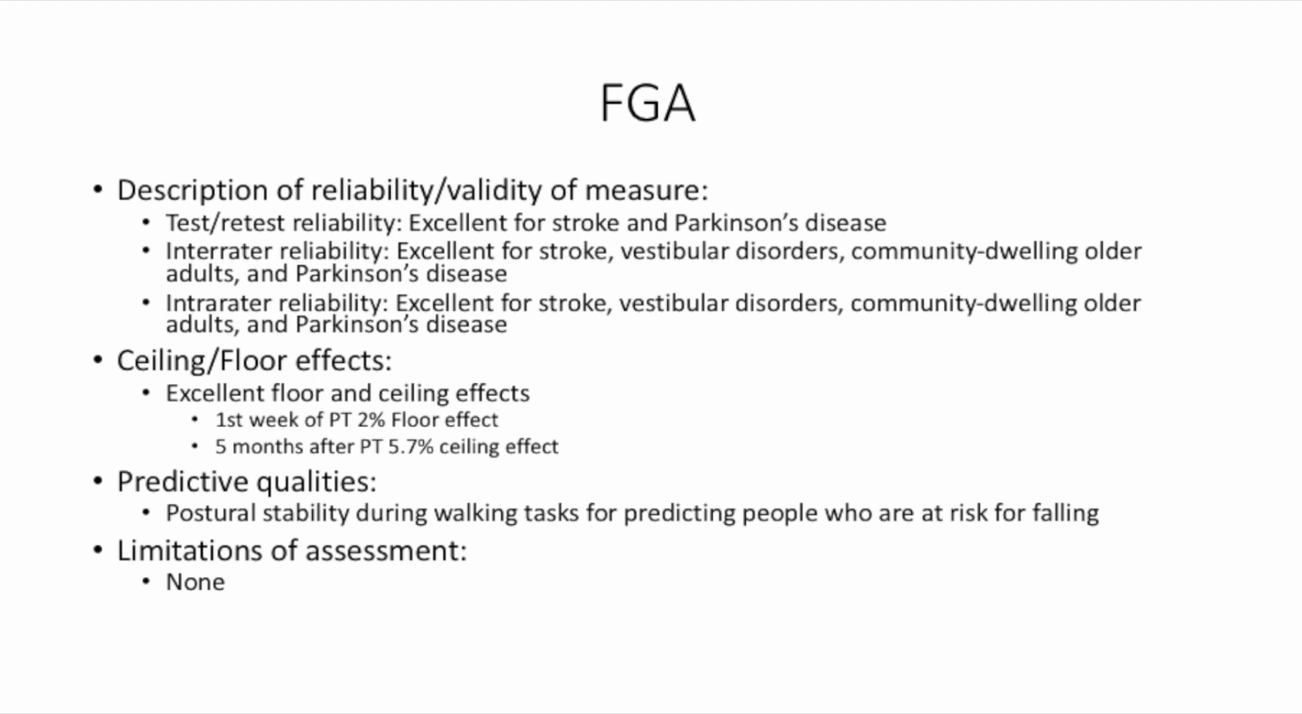The retest reliability is excellent for stroke and Parkinson's disease populations. Inter-rater reliability and intra-rater reliability are excellent for stroke, vestibular disorders, community-dwelling older adults, and Parkinson's disease. The ceiling and floor effect are excellent for the FGA. The first week of PT has a 2% floor effect, while the 5 months after PT has a 5.7% ceiling effect. The predictive quality of the FGA is postural stability during walking tasks for predicting those who are at risk for falling, and there are no limitations for this assessment.